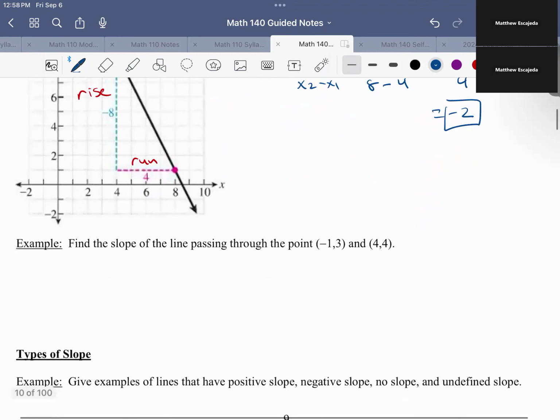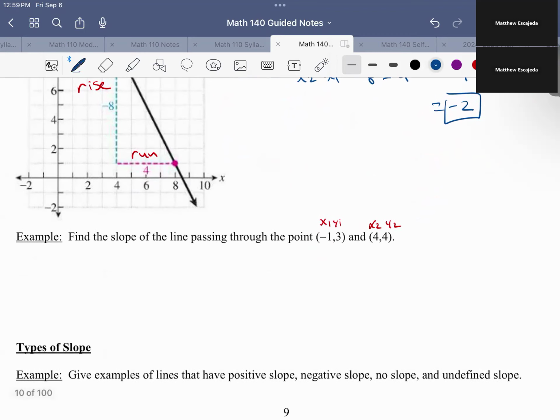So now let's go ahead and just find a slope given 2 points, without the graph. It's just another example. So this could be your x1, y1, x2, y2. That makes it easier to just plug it in.